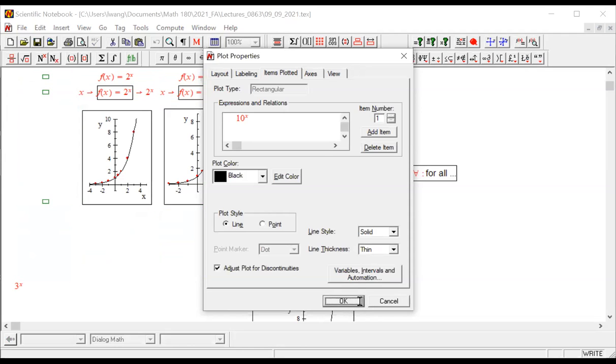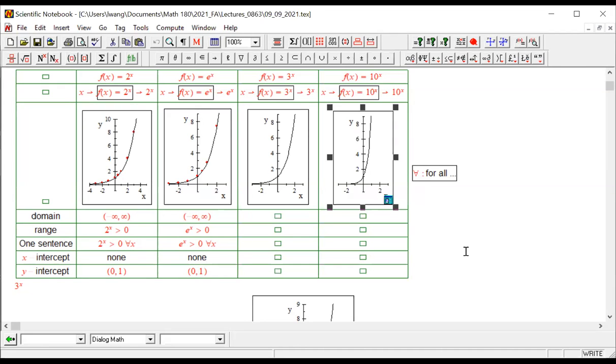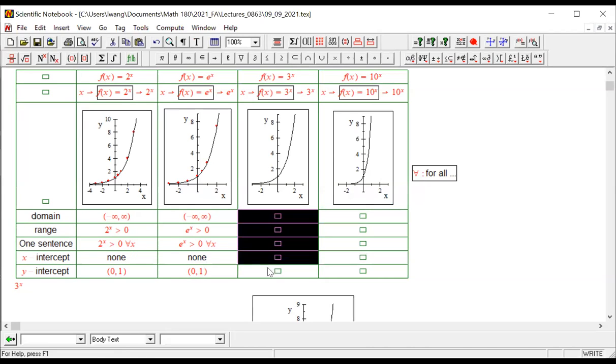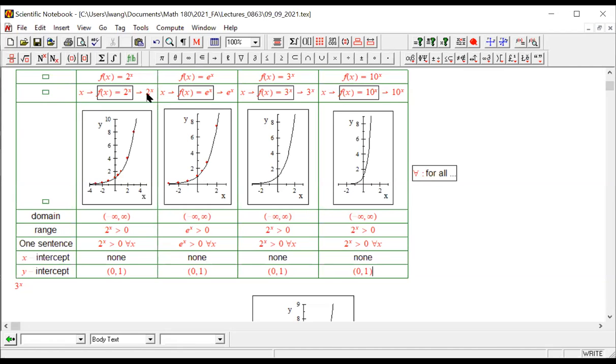So all these pictures look very similar. Just one is steeper than the other, or one is wider than the other, however you name it. And their domain, range, x-intercept, and y-intercept are exactly the same. So 3 to the power x, 10 to the power x.